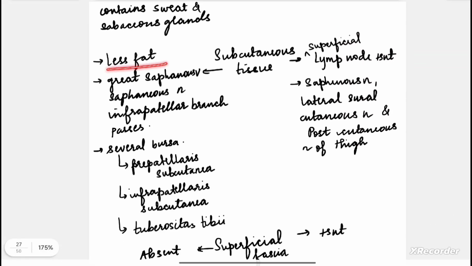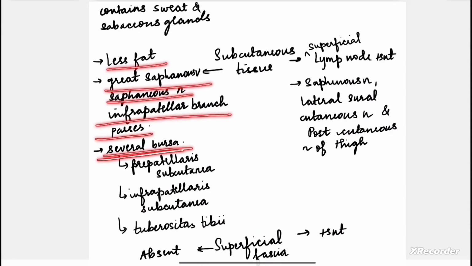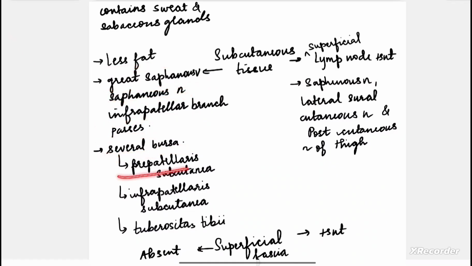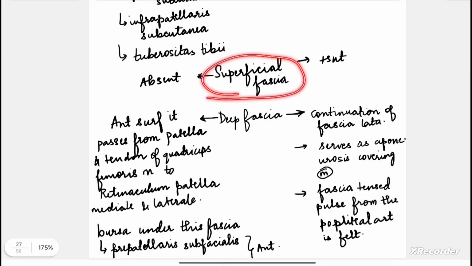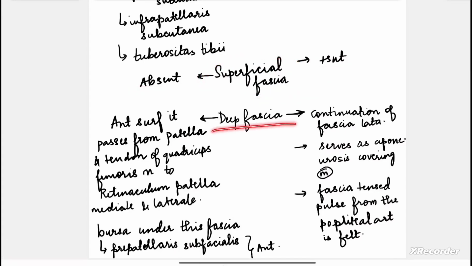Subcutaneous tissue, here less fat, greater saphenous vein, saphenous nerve is present, infrapatellar branch passes, several bursae are present: prepatellaris subcutanea, infrapatellaris subcutanea, tuberositas tibiae. Superficial lymph nodes are present. Posteriorly the saphenous nerve, lateral sural cutaneous nerve, posterior cutaneous nerve of thigh are present. Superficial fascia is absent in the anterior region but present in the posterior, which is the popliteal region. Deep fascia, anterior surface, passes from patella and tendon of quadriceps femoris muscle to the retinaculum patellae medially and laterally.